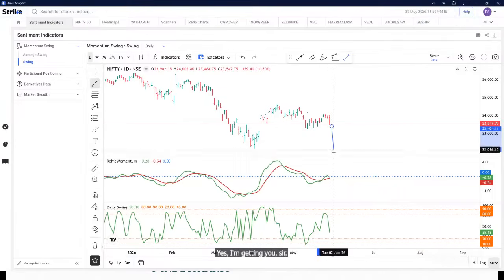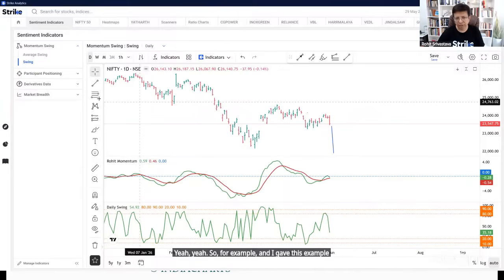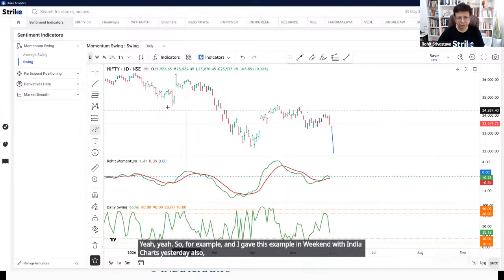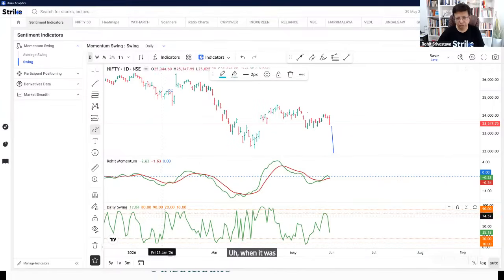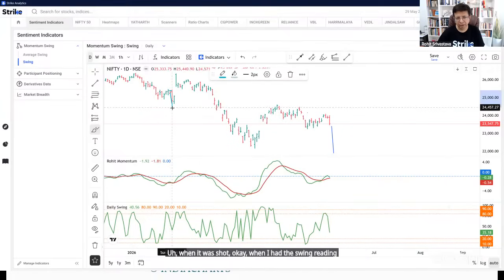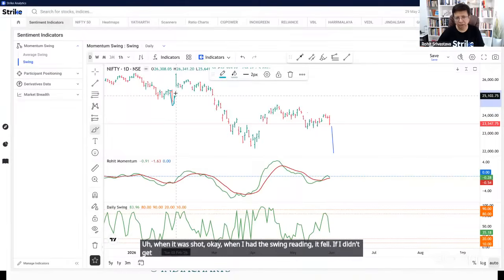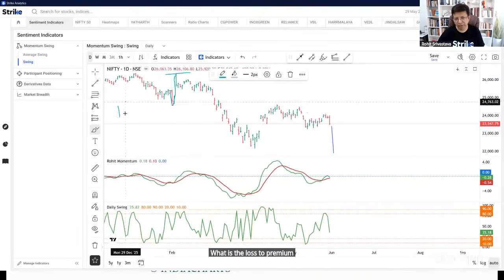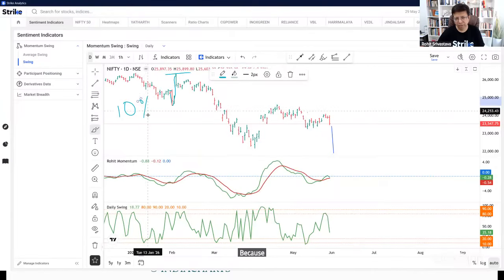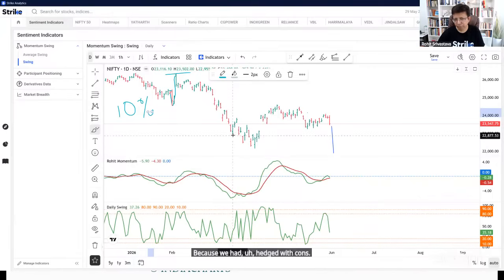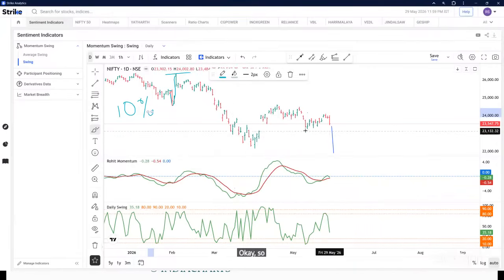So for example, and I gave this example in Weekend with India Charts yesterday also, what is the loss if I bought puts here when I had this swing reading, and it fell? If I didn't get out on the hourly and the next day, what happened? Trade deal. What is the loss to premium? It was only 10% because we had hedged with calls. Yes, sir. Okay, so that is the advantage here.